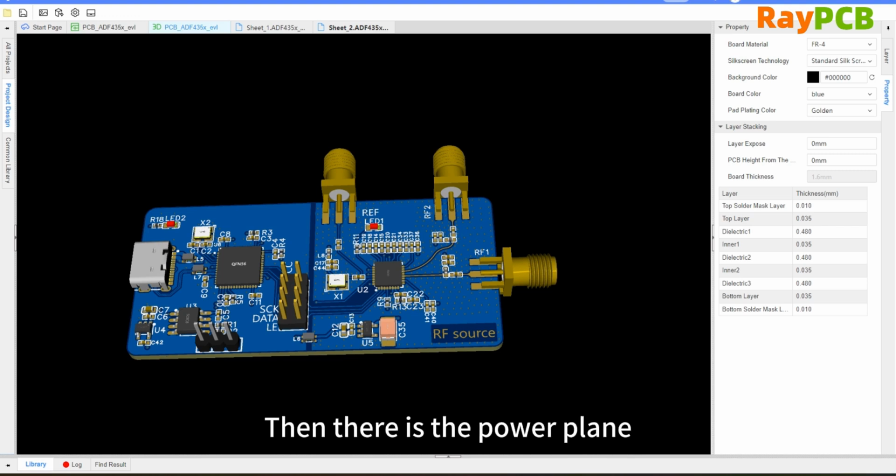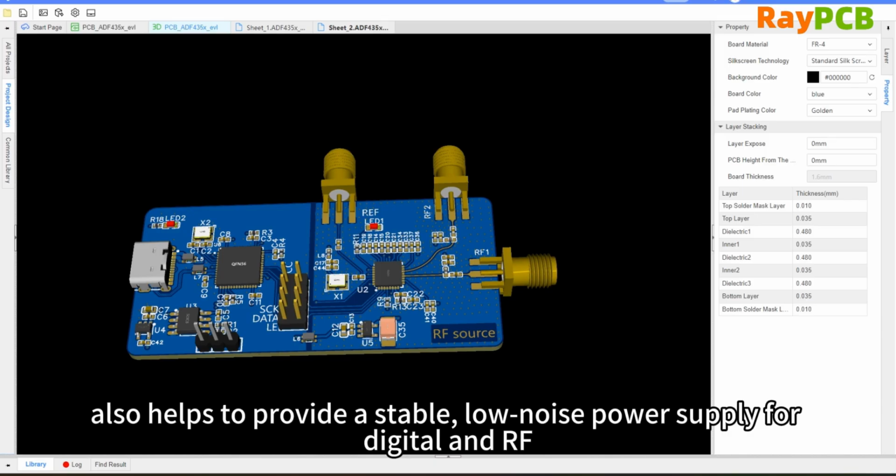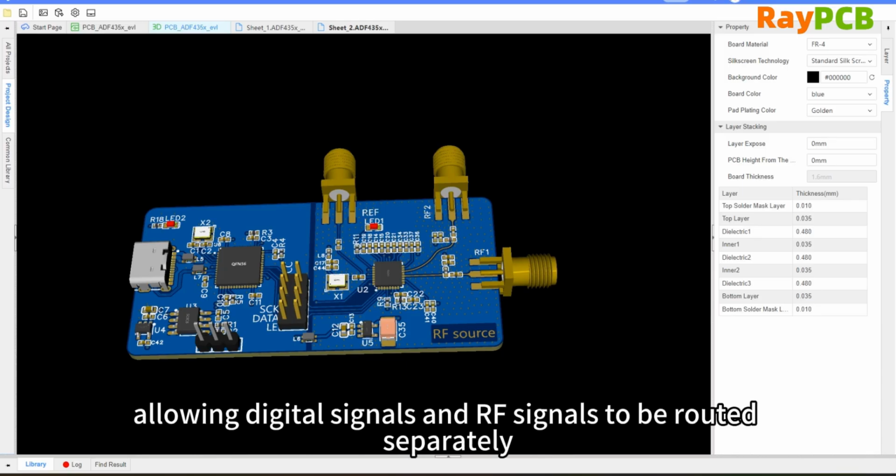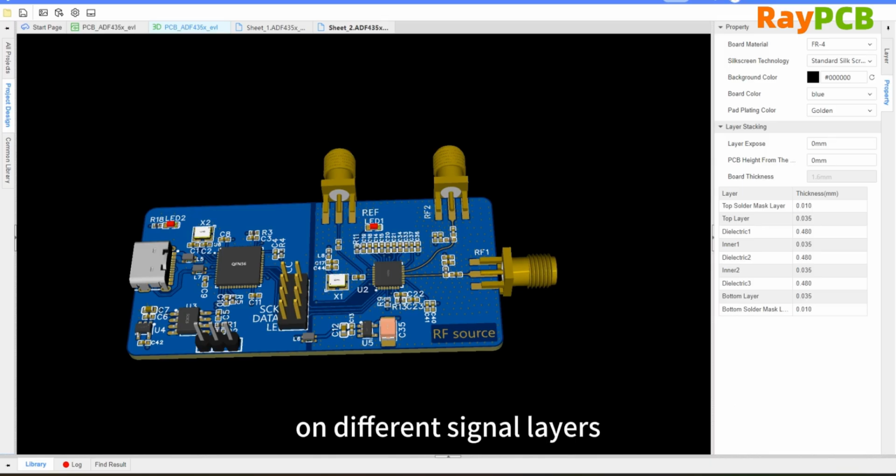Then there is the power plane. The independent power plane also helps to provide a stable and low-noise power supply for digital and RF. It can provide more routing layers and allow digital signals and RF signals to be confined to different signal layers to further reduce interference. This is already very obvious in this board.